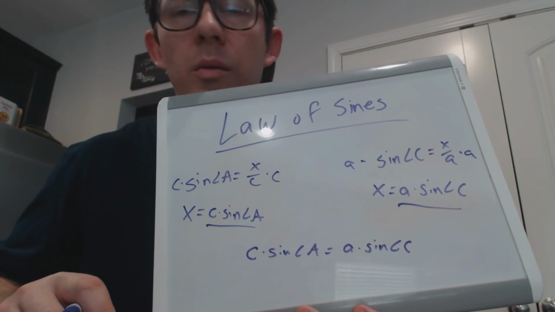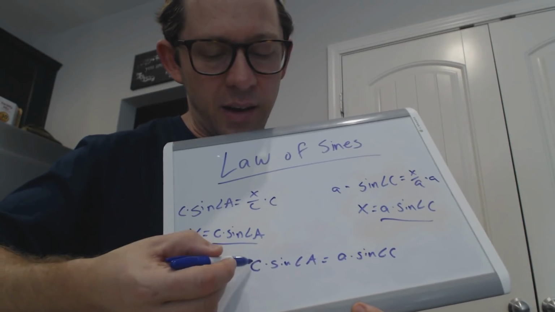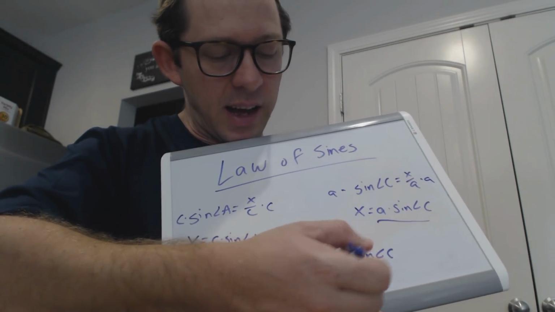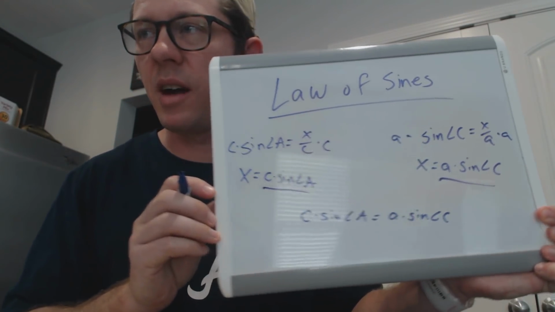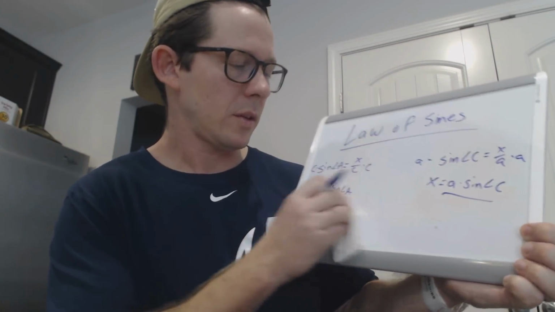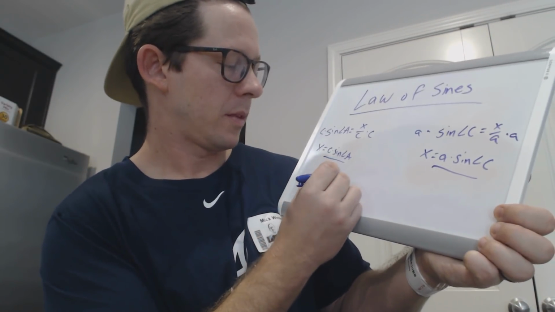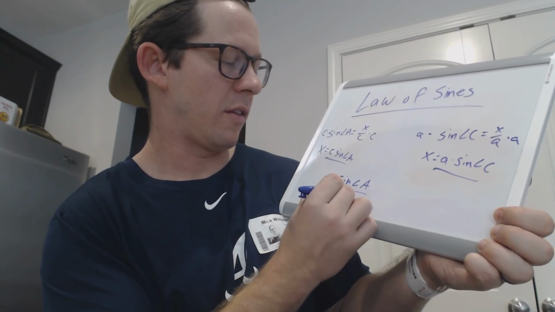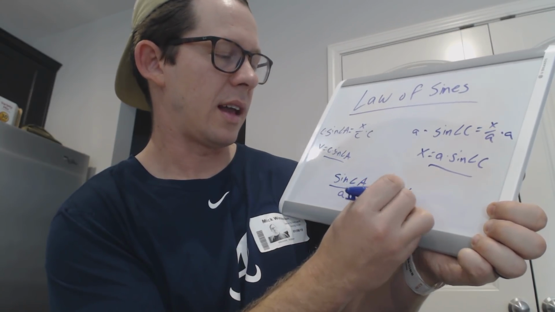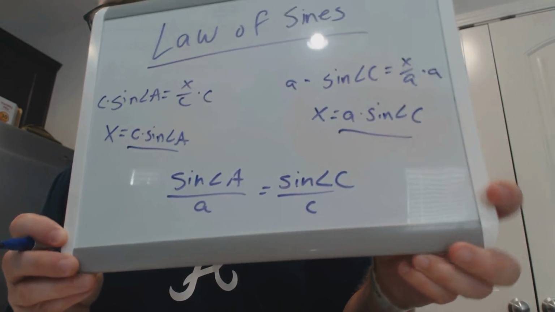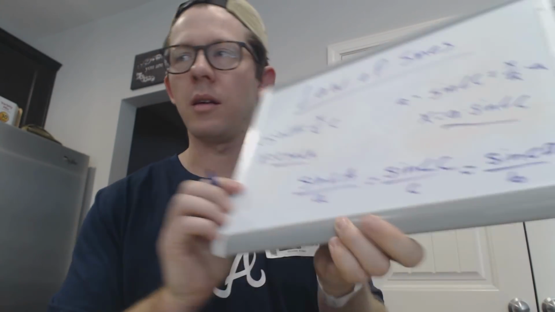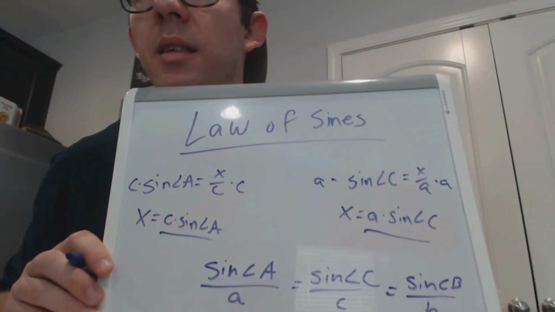Now, we actually say this a little simpler, okay? What we say is, if I divide by C over here and divide by A over here, the law of sines basically says this. Instead of this right here, we can rewrite that. We can say sine of angle A over A equals sine of angle C over C. And you could also have done it with that side B, but basically you could say sine of angle B over B, okay? This right here at the bottom is the law of sines.